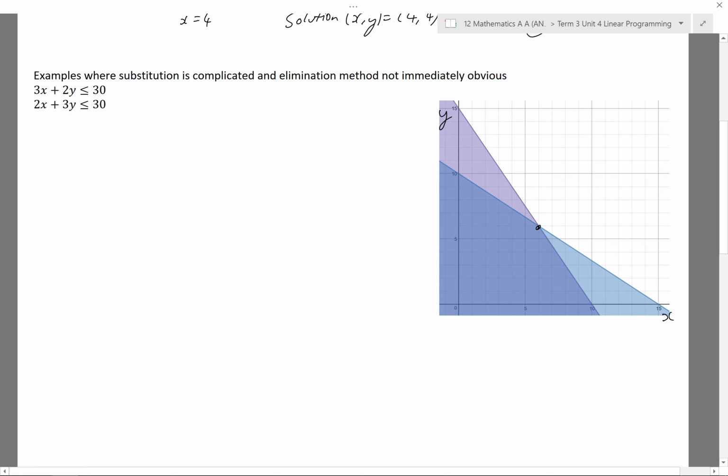If I was going to try and do substitution on here, with either of these equations that I would rearrange, I would get something like y equals 30 minus 3x on 2, and then I'd have to substitute this into here, which would be a nightmare. Okay, it'd get really messy. I can and would prefer to use the elimination method in these scenarios. So I'll write down what my two equations are.